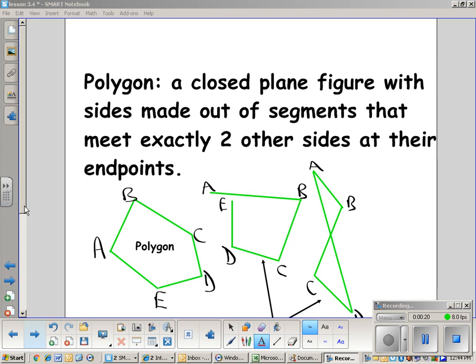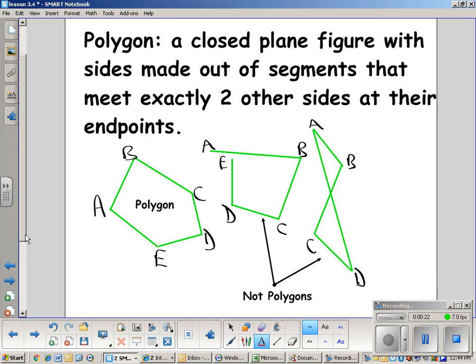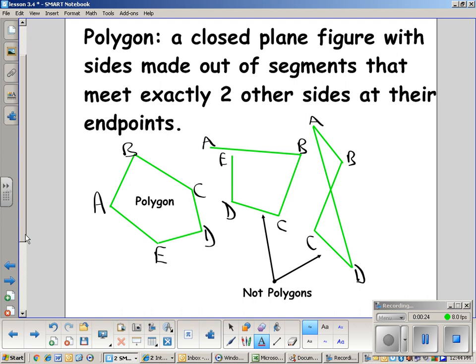A polygon, the definition of a polygon, is a closed plane figure. Plane figure means that it has to be two-dimensional, in a plane, with sides made out of segments that meet exactly two other sides at their endpoints.